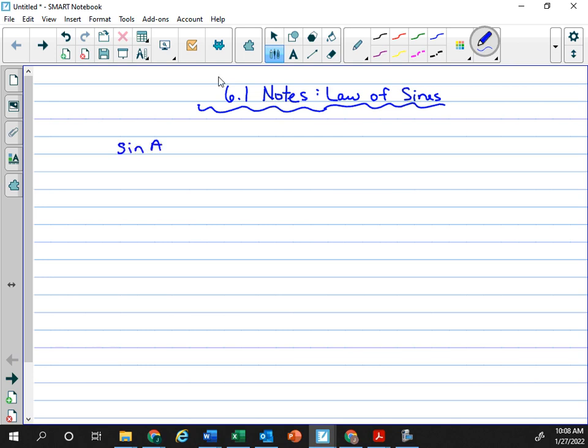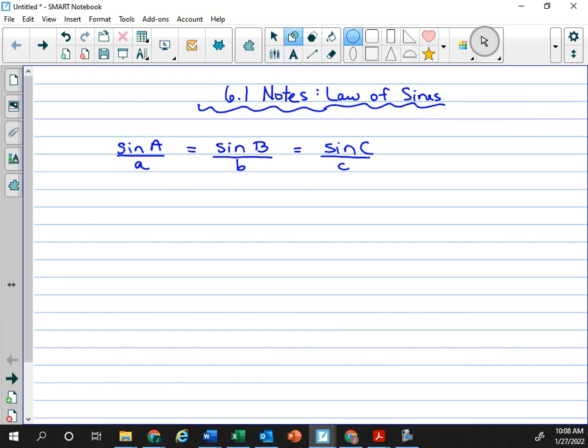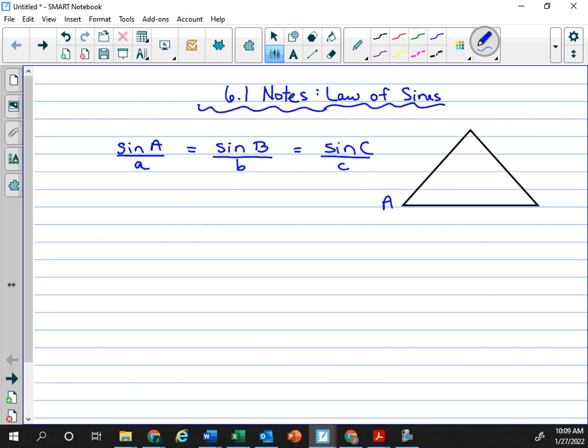We've got sine of angle A over little a is equal to sine of angle B over little b equals sine of angle C over little c. Let me draw a triangle over here. If you remember from geometry, the little letters are the sides opposite the angles. So little a is across from angle A, which is labeled with a capital letter.